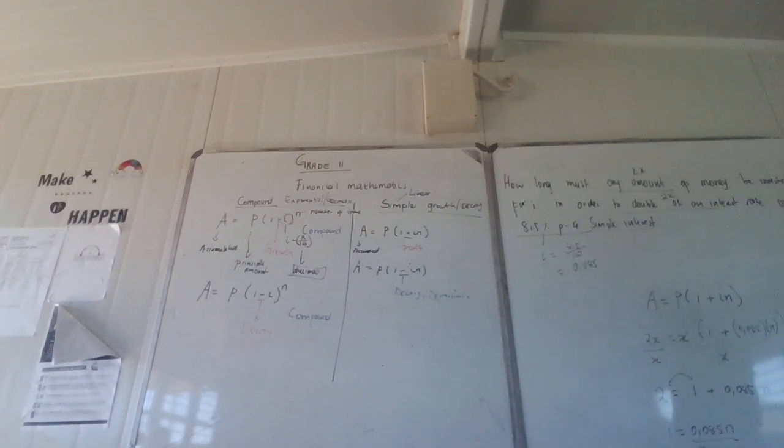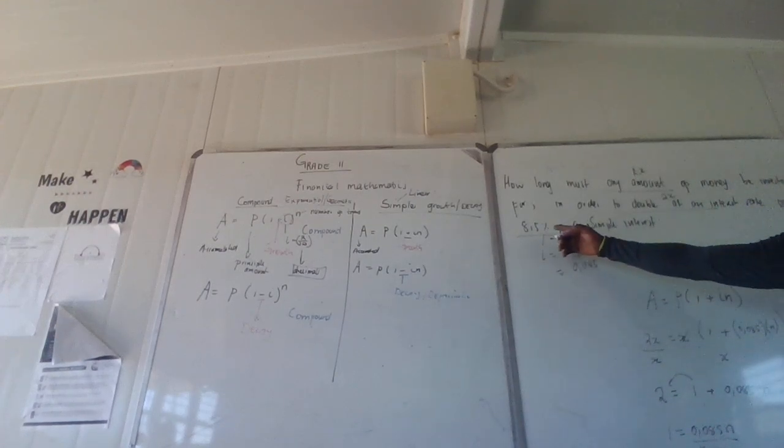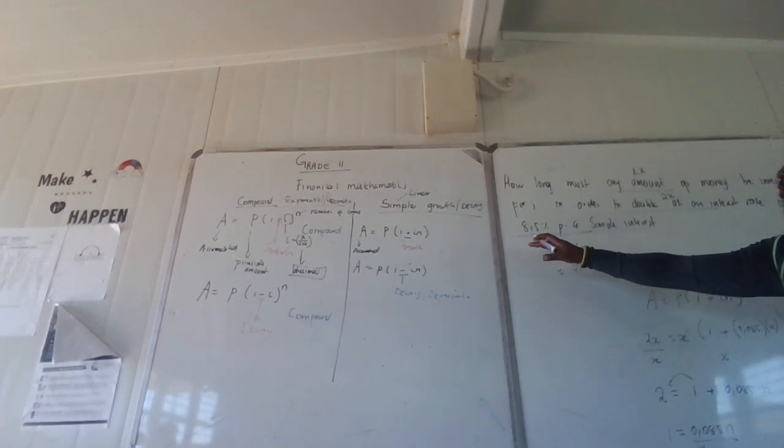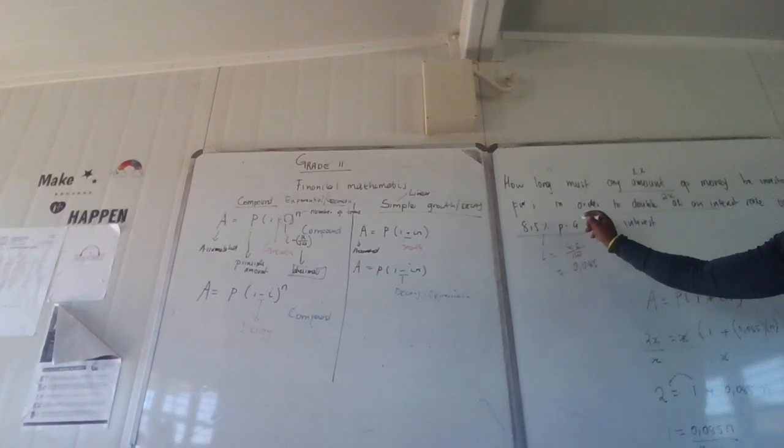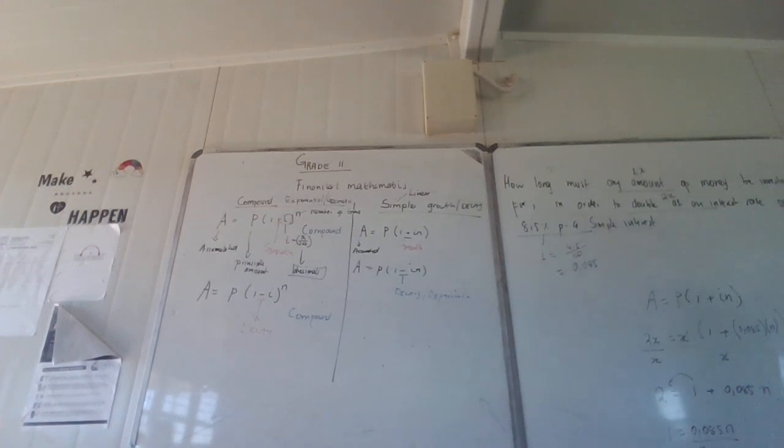Are we fine? Why is it years? Because our interest was per annum. So it's going to take this as years. But if they want this in terms of months and years, this is fine. You're going to have n equals 11.76 years.